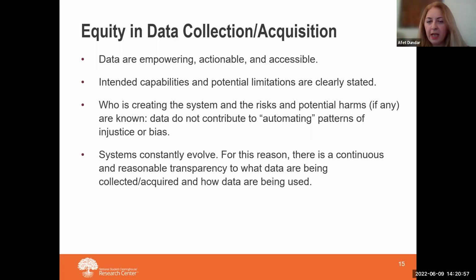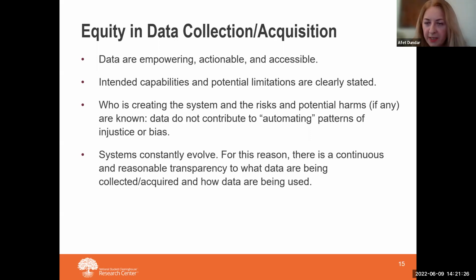Intended capabilities and potential limitations are clearly stated. And this is also important for us to analyze, because sometimes the averages that we may be reporting may not be valid for everybody. And are we able to have the granular results? This is about intended capabilities and potential limitations, being transparent about potential limitations of the data.